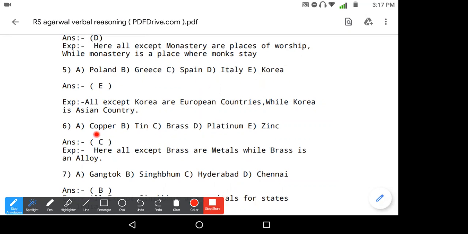Then copper, tin, brass, platinum, zinc. Now here if you see, this also requires a little knowledge about the metals. If not, you can just work out more problems to understand.